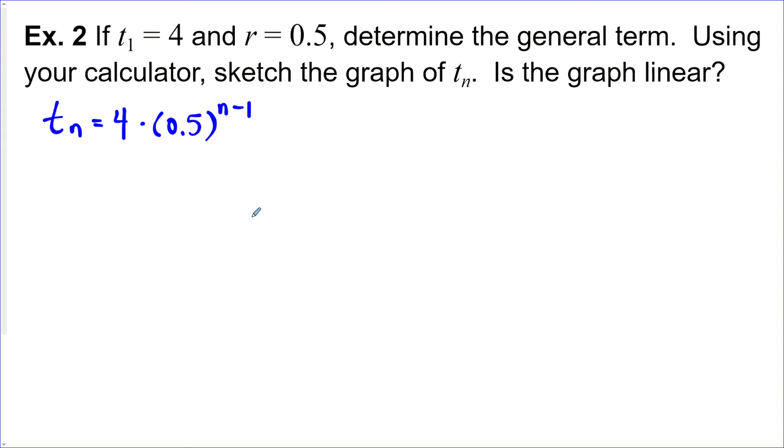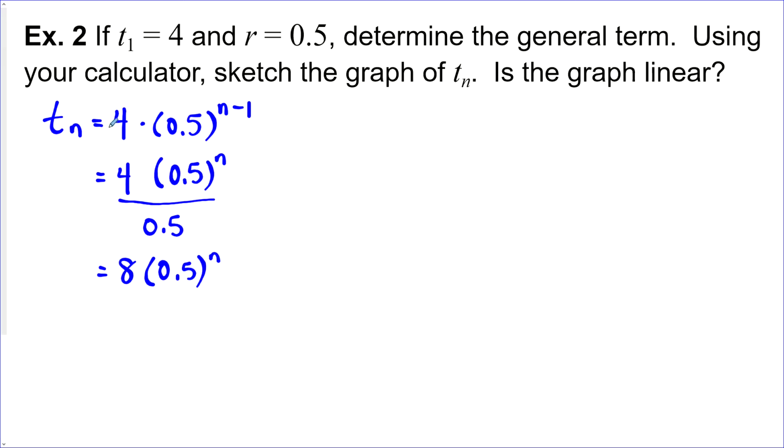Now there is something we could do here, and that's simplify this. So I could say this is 4 and this is 0.5 to the power of n, and this, like we did in our warm-up, is 0.5 to the power of 1 here, because it's minus 1, so that would be like dividing by 0.5 to the power of 1. And now I can go 4 divided by 0.5, and I can get 8 here.